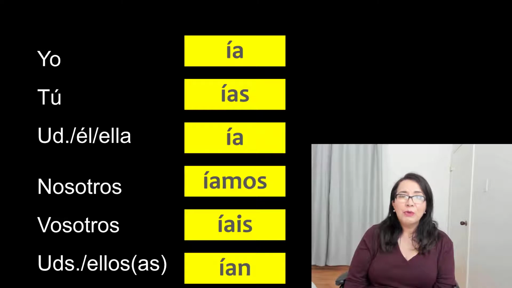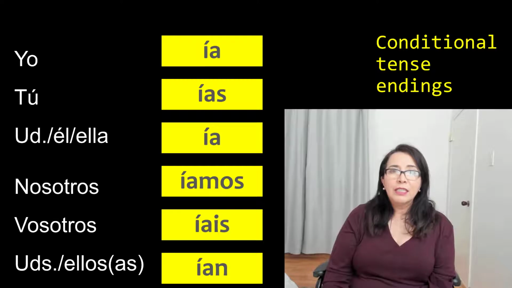So instead, what we have is those endings. You have those endings for the conditional on the screen right now. And those would be ía, ías, ía, íamos, íais, ían. Vosotros we don't use, but I have it right there for you just in case, that way you can recognize it if you see it. Since in Spanish we don't have an auxiliary verb like would, we're just going to add those endings to our verb.